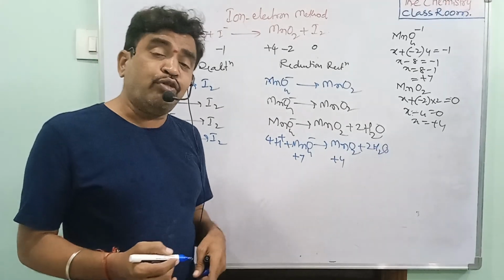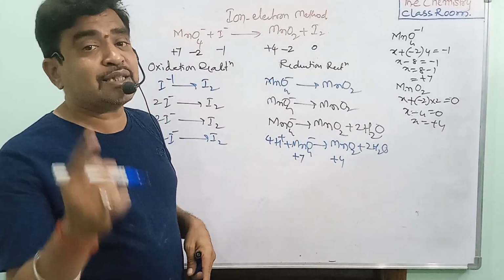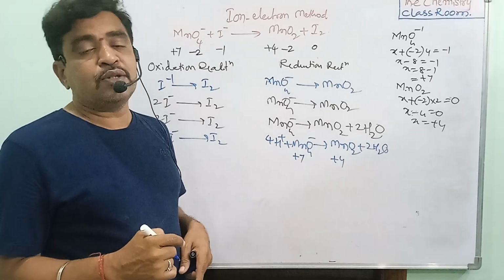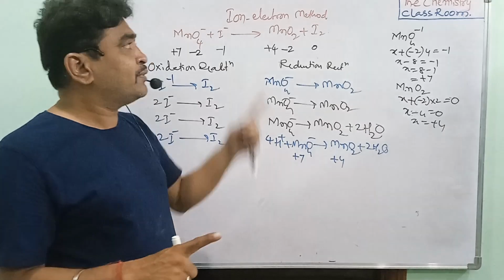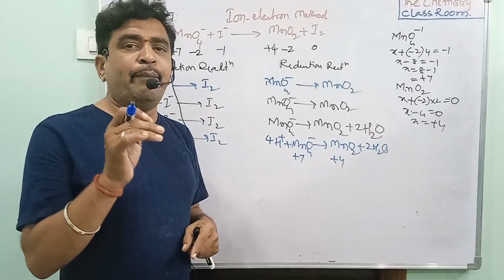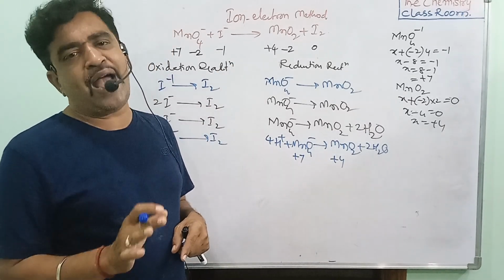So in the fourth step, we have to balance the charges also. With that, the atoms and charges are also balanced. Then only the reaction is called a complete stoichiometric reaction.